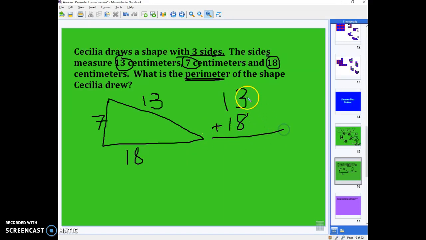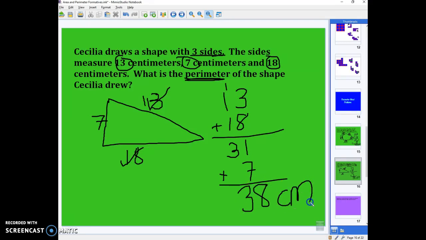So 13 plus 18 gets me 31. So I got that number and I got that number. And then 7 plus 31, because you know perimeter means to add. So 31 plus 7 gets me 38 centimeters. Again, there you have it, boys and girls. That's how you do that one.